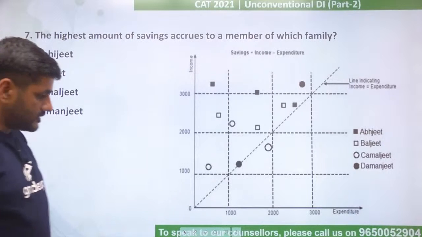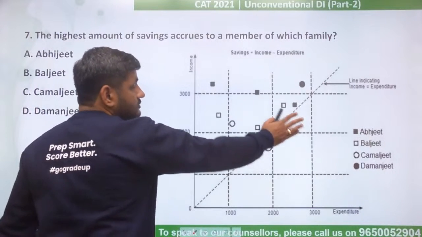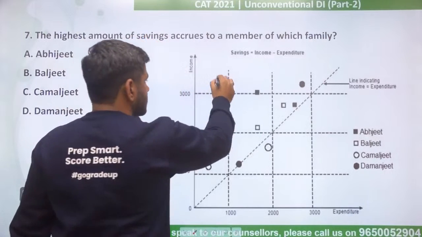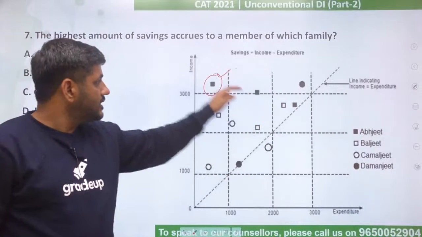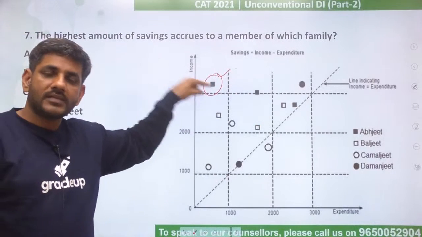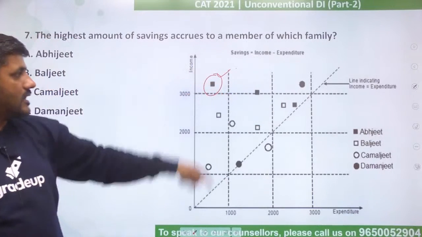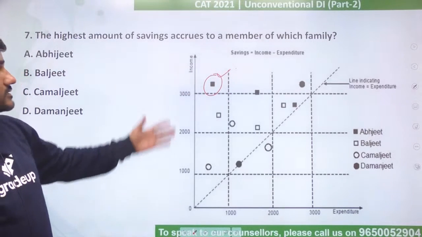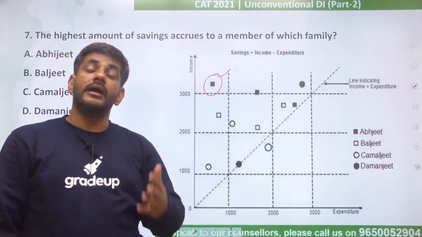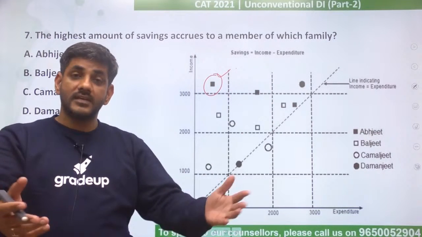Yes, guys. So we just talked about this. The person who is farthest from this line is this person whose name is Abhijit. He must be the guy with the maximum possible savings. So our answer for this question is this. Right? Now just think of this. This is a set from actual CAT. What if it is there in your exam?